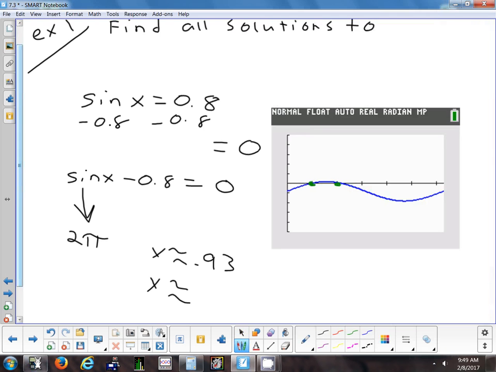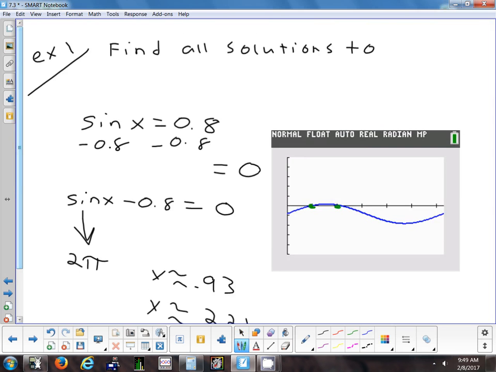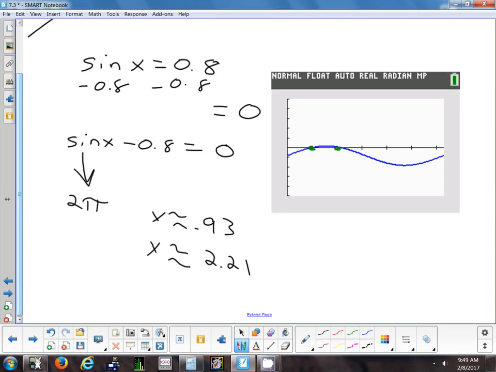Okay, and did anybody get that second intersection point? I got it, it was 2.21. 2.21. It's exactly what I expected my answers to be between. One's in quadrant 1, one's in quadrant 2. And it says to find all. So what do I have to add onto the end of each one of those answers? 2 pi n.